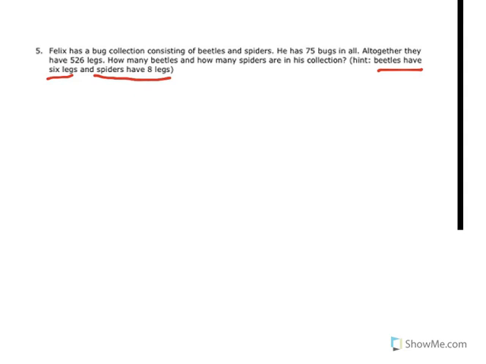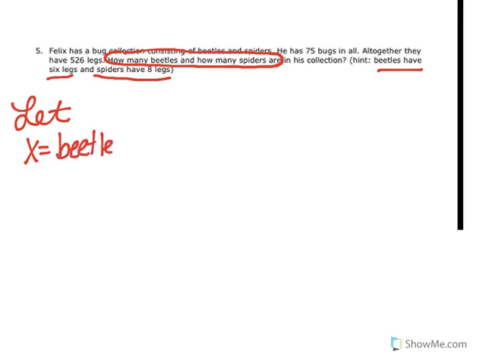Okay, so here's our question. How many beetles and how many spiders? That's going to help us do our let statement. So we're going to let x equal the number of beetles, and we're going to let y equal the number of spiders.